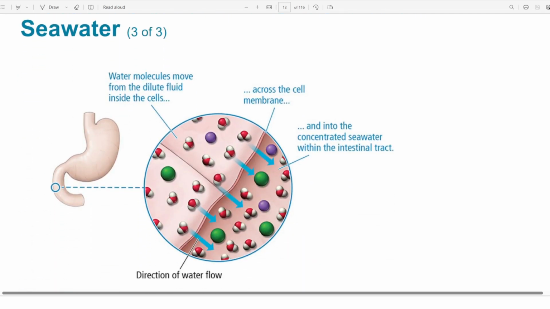So this is why seawater causes diarrhea, because the water that is inside the cell is more dilute than the water in the seawater. And as the seawater moves through the intestines, water is forced across the cell membrane due to this difference in concentration in an attempt to dilute the solution on the other side. This results in more water in the intestines, and this results in dehydration and diarrhea.